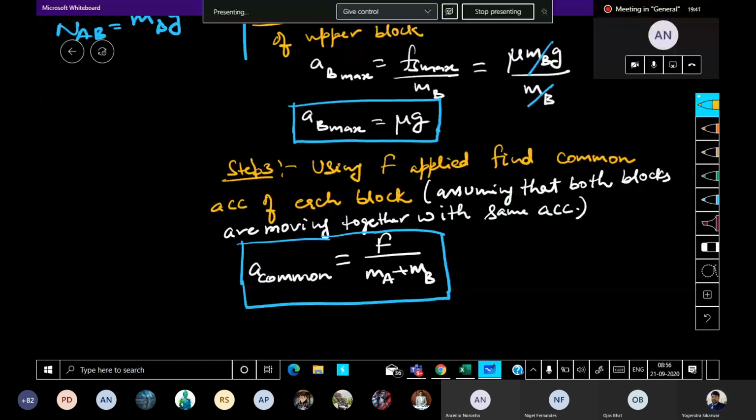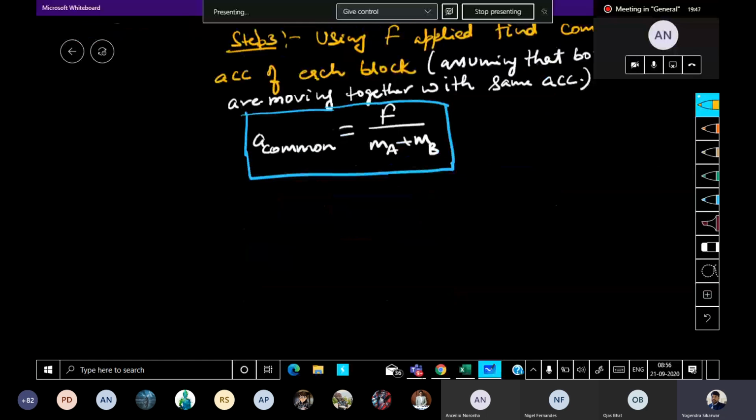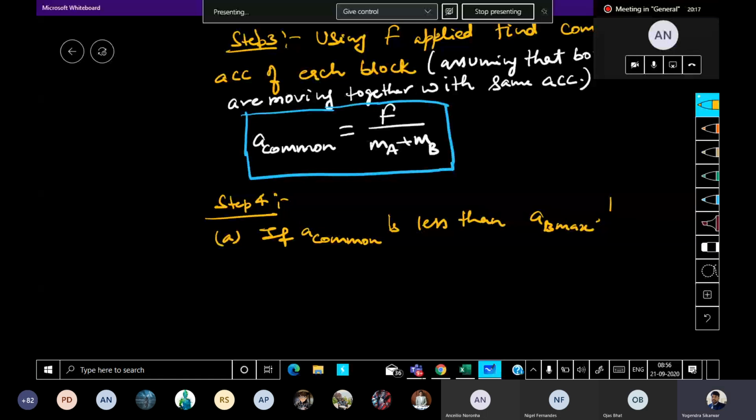Step 4. And this part is important. Now, if A common is less than AB max, then both blocks will move together.